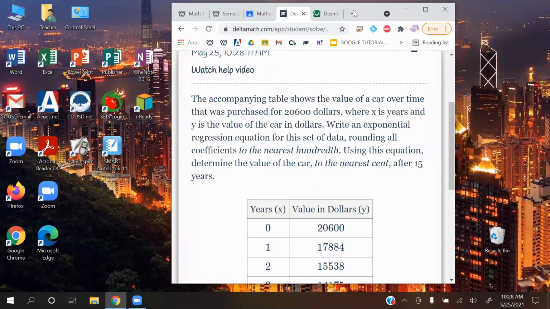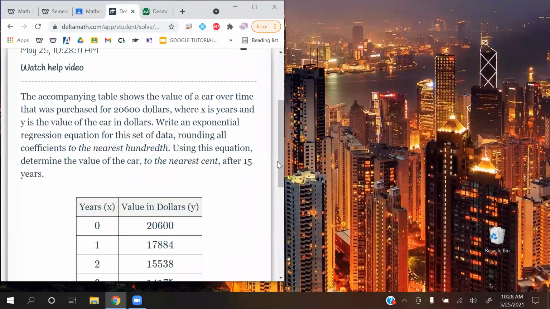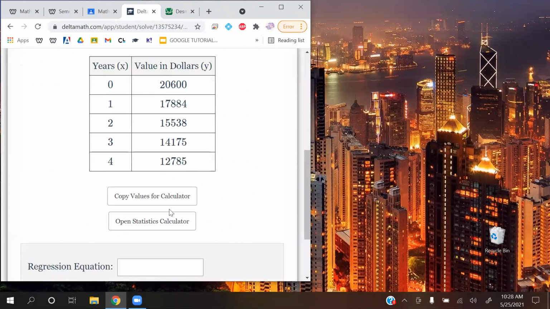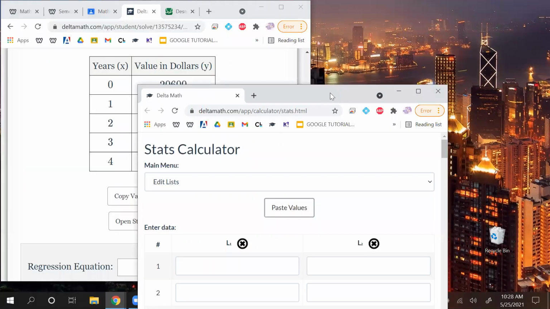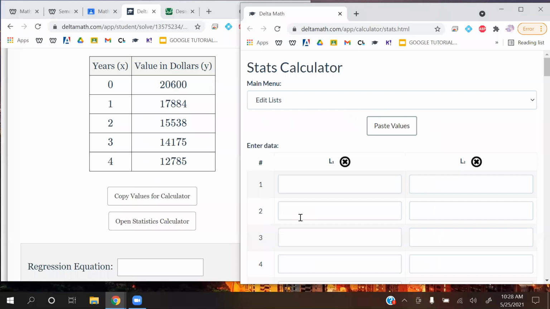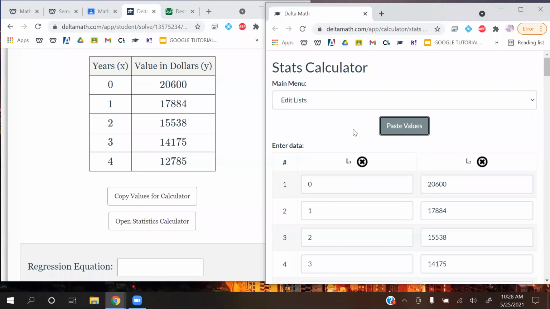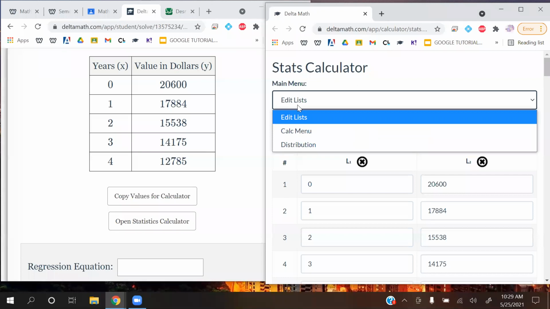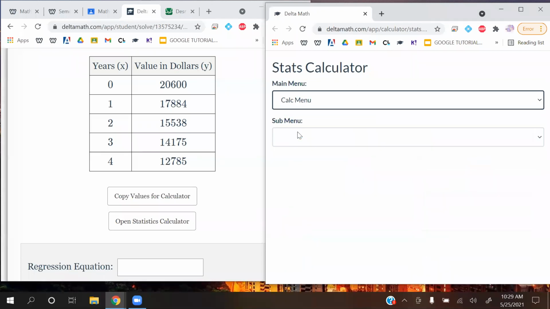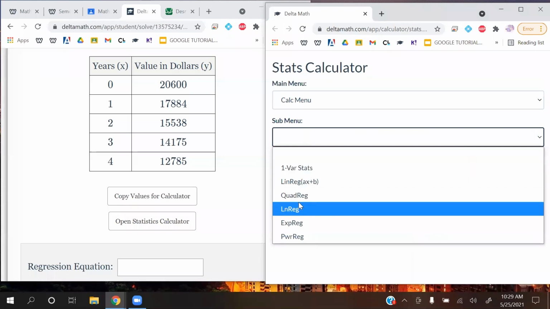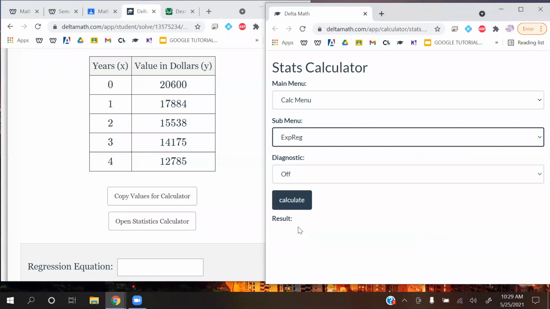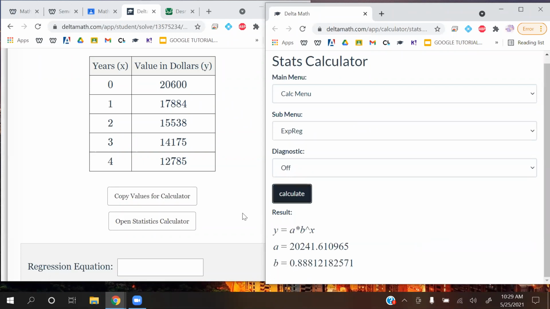So I'm going to split my screen for this one because it makes it easier. All right, copy values for calculator, you click that button. Then you open statistics calculator, you click that button. I'm going to pull mine side by side so that you can see them. And then into my calculator, I'm going to paste values because I copied them. And then you go to the main menu. You don't want edit list anymore, you want calc menu. In your sub menu, you want exponential regression. Diagnostic can be on or off, it really doesn't matter. Calculate, and then you get this.